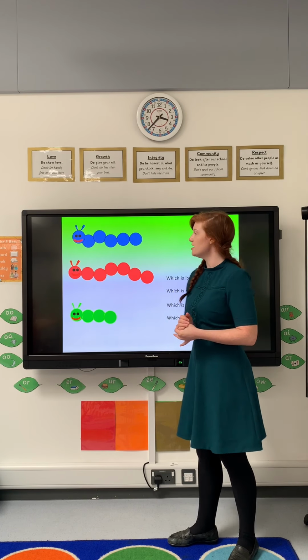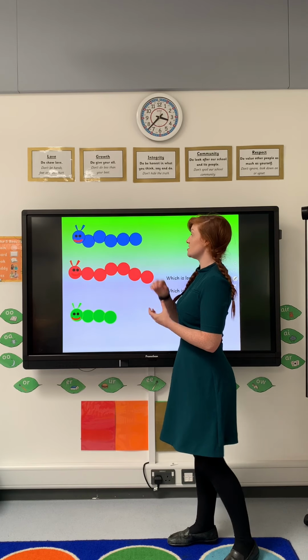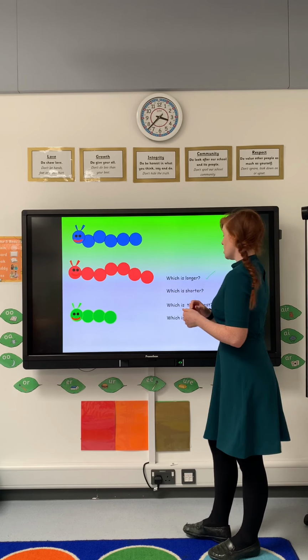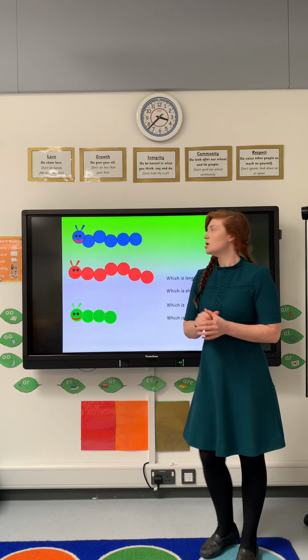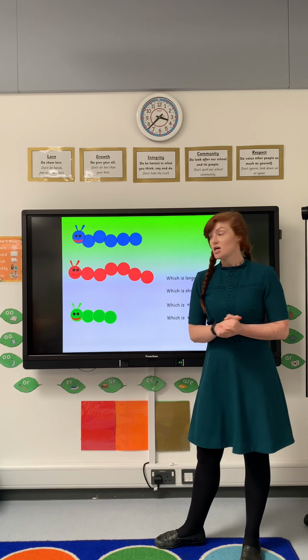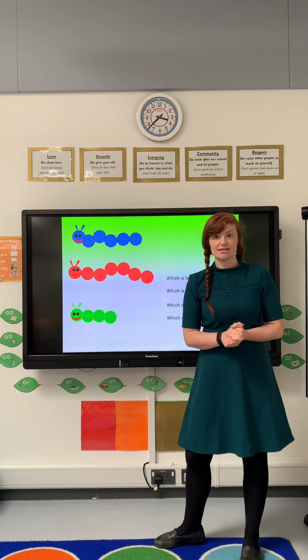So if we were looking at, for example, which is longer, we could say the red caterpillar is longer than the blue caterpillar. We could also say that the blue caterpillar is longer than the green caterpillar. If we were looking at shorter, the blue caterpillar is shorter than the red caterpillar. The green caterpillar is shorter than the blue and the red caterpillar.